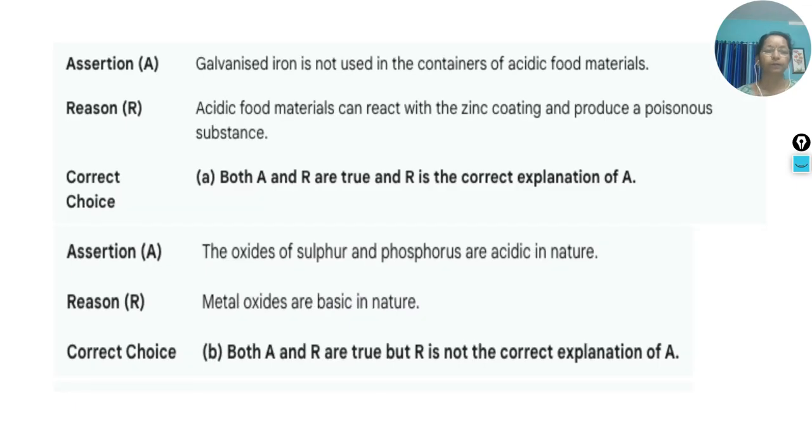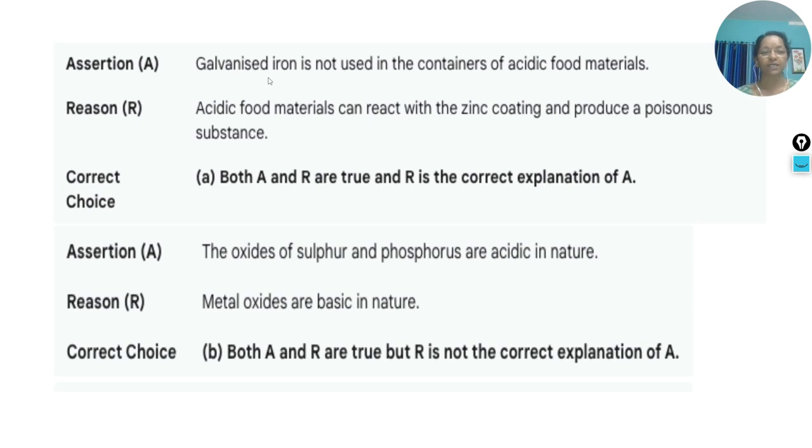Option A. Next question: galvanized iron is not used in the containers of acidic food materials. The reason: acidic food materials can react with the zinc coating to produce poisonous substances. The assertion is correct and this is also correct, because zinc reacts with the food particles producing poisonous substances.